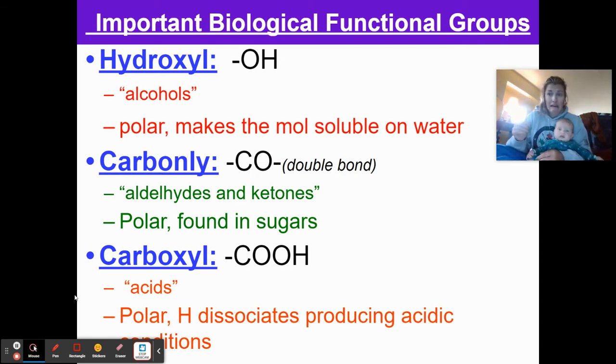So the first one is a hydroxyl group, and that is what makes up an alcohol. An alcohol is going to be a polar molecule, and this makes the molecule soluble in water.